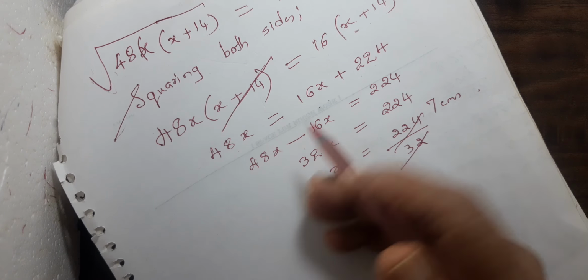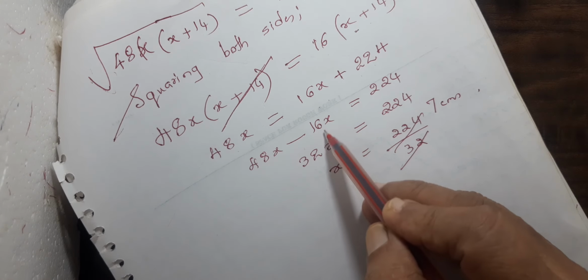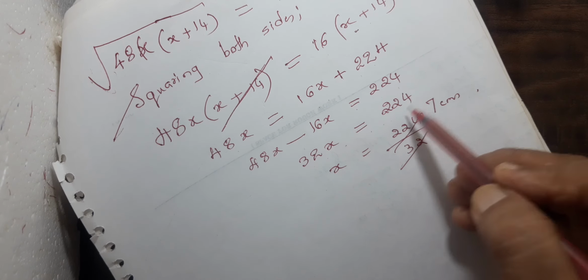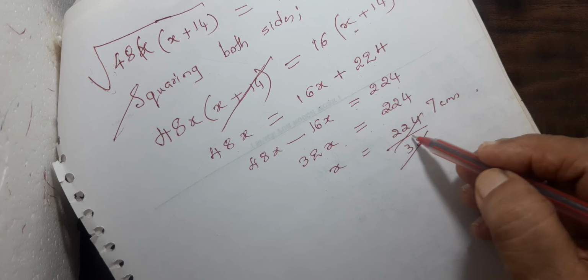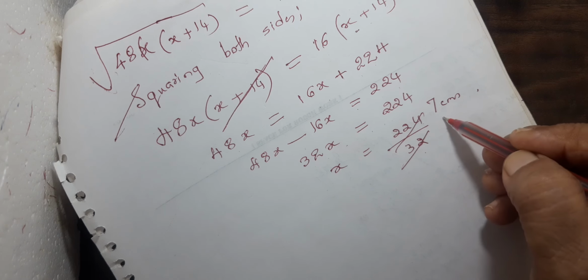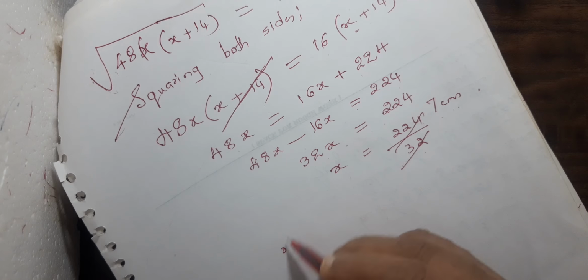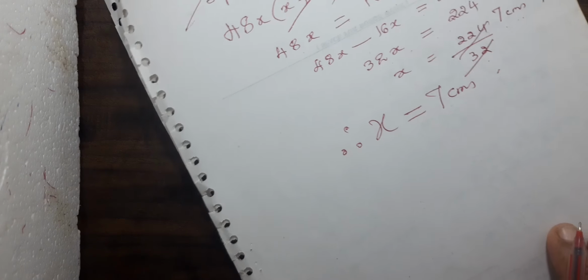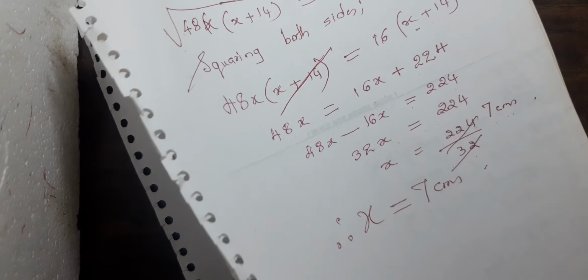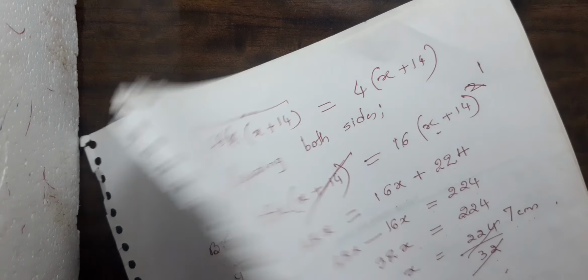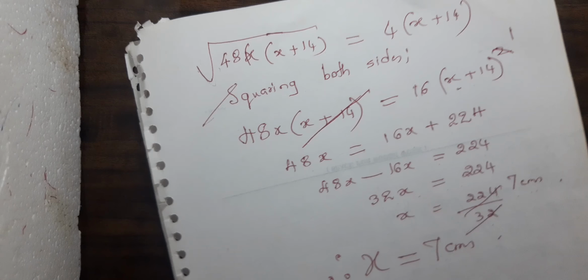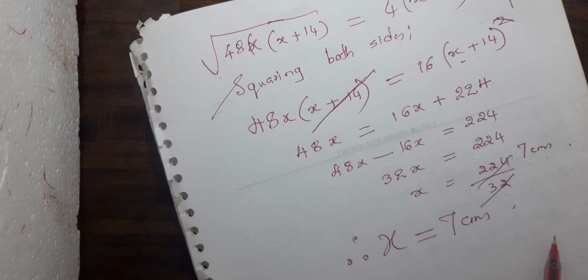Now take all the x's on one side. 48x minus 16x is equal to 224. Then 32x is equal to 224. Therefore x is equal to 224 by 32, so it will be 7 centimeters. Therefore the value of x is equal to 7 centimeters. Please see the video and calculate by yourself. You can take the help of this, and I think you will understand. This is the way to do it. There is no other way to do it.